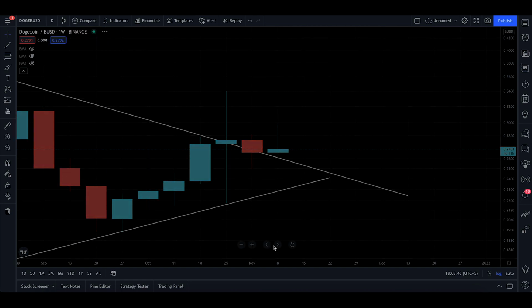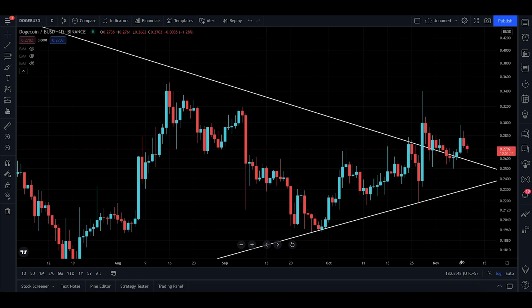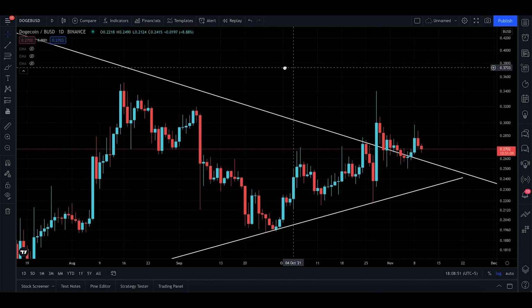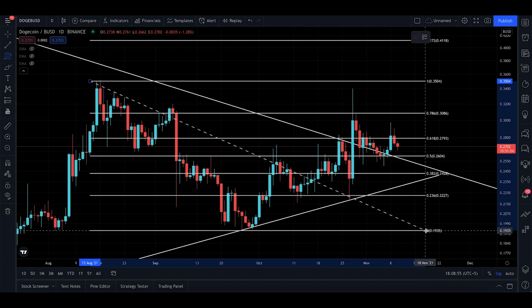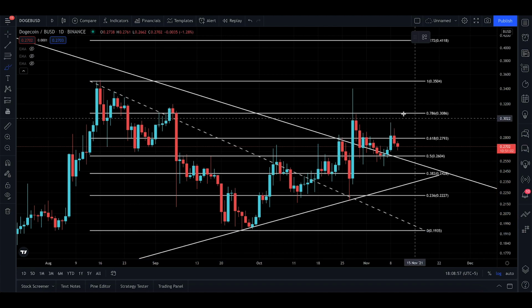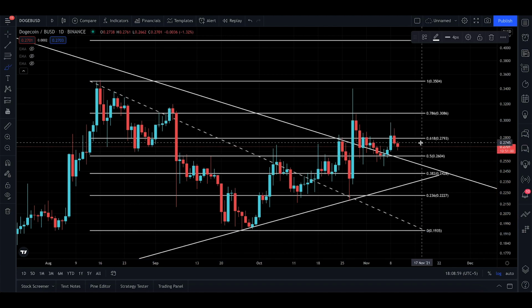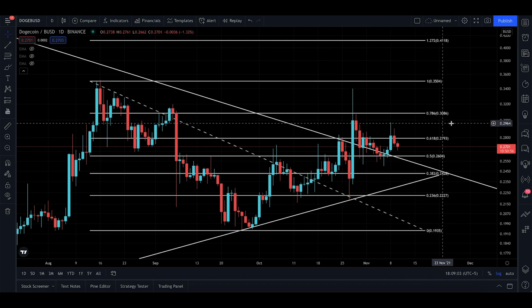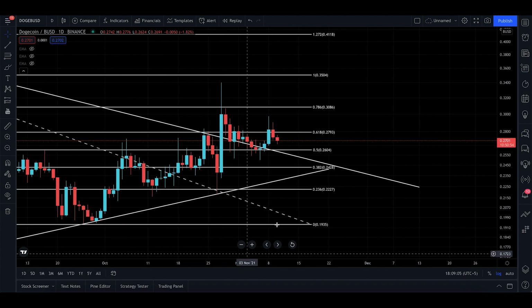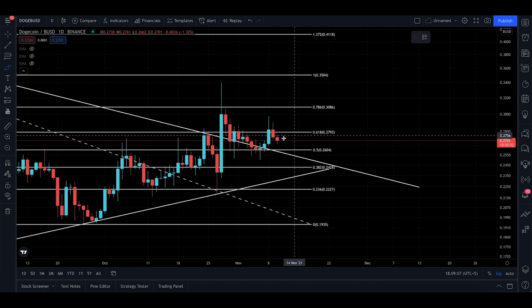I'm going to switch into the daily time frame as well, and let's talk about this one. So I'm going to take the September dump, yeah, the September dump from the top to the bottom, just like that. And you can already see that we are finding huge resistance at the 0.618. This is not looking very ideal for Doge at the moment, and we are finding resistance at the 0.618.